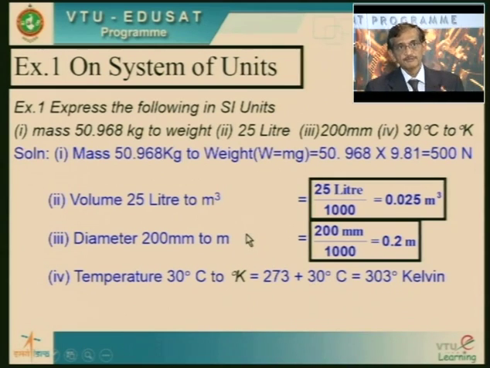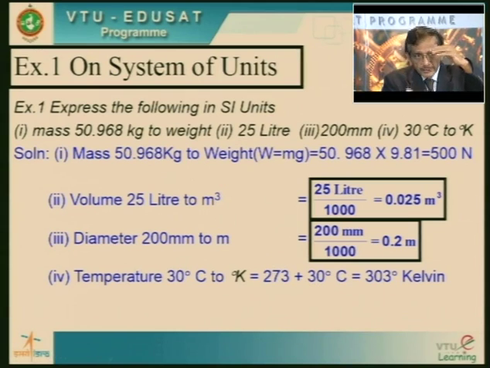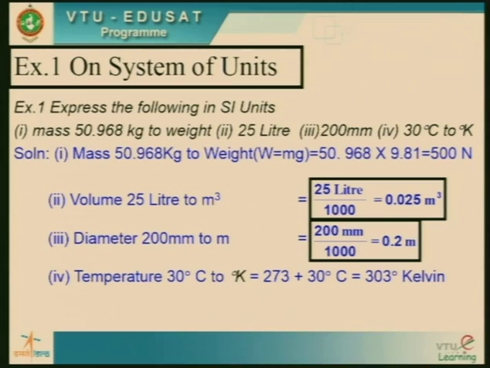So this question, which is a very simple question, gives an idea how the weight is obtained from the mass by multiplying by g, how the volume is converted to meter cube by dividing by 1000, how the length is converted to meters, meaning 200 mm to 0.2 by dividing by 1000, and temperature to degree Kelvin by adding 273. Hopefully this small question will make you aware that we are going to do this kind of conversions in further problems. Is it okay?